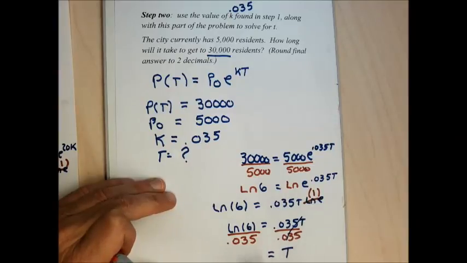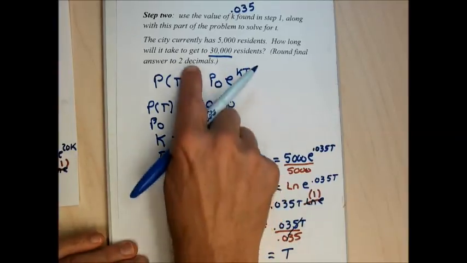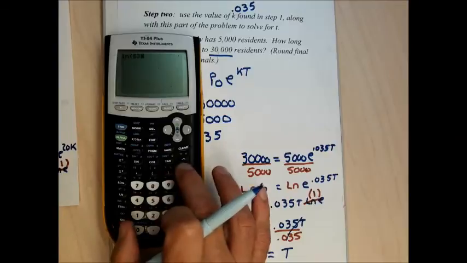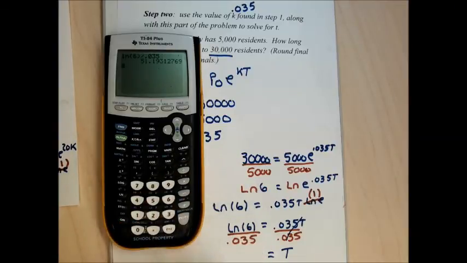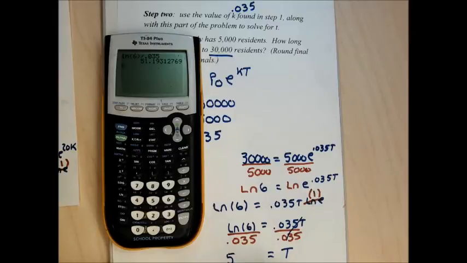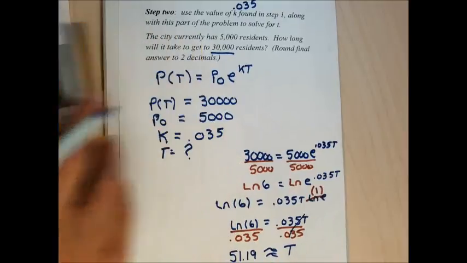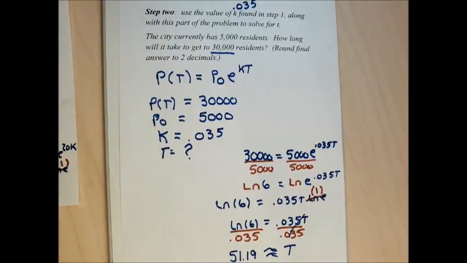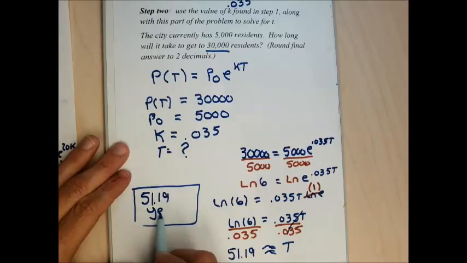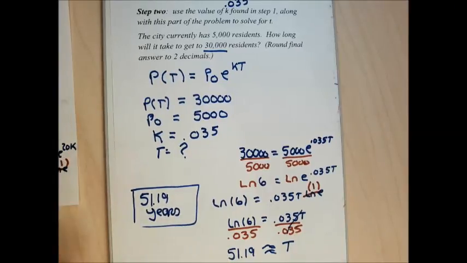I'm going to get a t. On the left-hand side, I'm going to use my calculator, and I'm going to round to 2 decimals because that's going to be my final answer. So I'm going to do the natural log of 6 divided by 0.035, and I get 51.193. That 3 in the third decimal place tells me I could leave the 9 alone, and I'm going to say 51.19 is the answer. And when I go to write my answer, I'm just going to tack the word years to this. So my answer to problem 21, it's going to take 51.19 years for that city to go from 5,000 to 30,000 people.